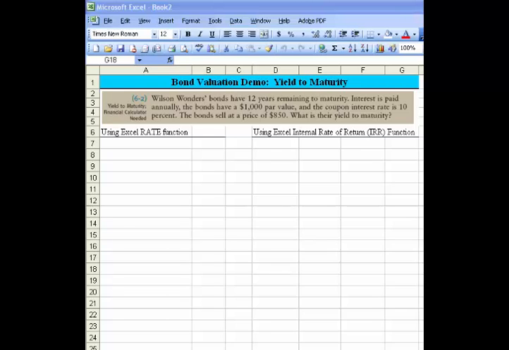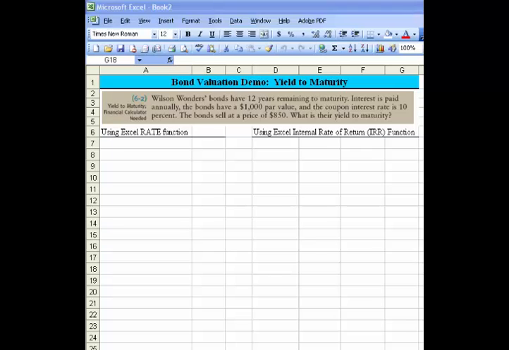Let's work a bond valuation problem that asks us to compute yield to maturity. The problem appears in gray in front of you. Wilson Wonders bonds have 12 years remaining to maturity. Interest is paid annually. The bonds have a $1,000 par value and the coupon interest rate is 10%. The bonds sell at a price of $850. What's the yield to maturity?